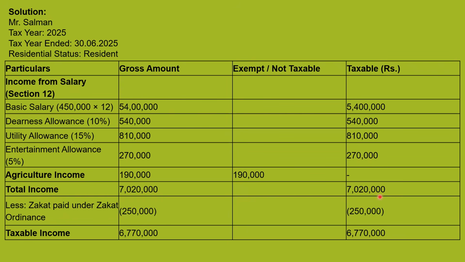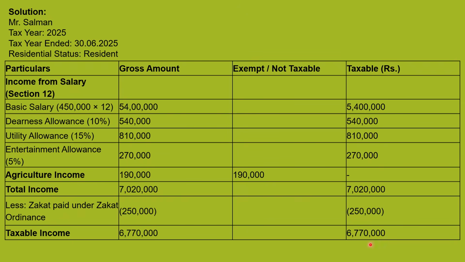Remember, students sometimes make this mistake while calculating tax. They subtract zakat from tax liability. No. Do not subtract zakat from tax liability. The FBR ordinance says that zakat can be subtracted from income. So if we subtract 250,000 from 70 lakh, taxable income is 67,70,000. This is taxable income, 67,70,000.